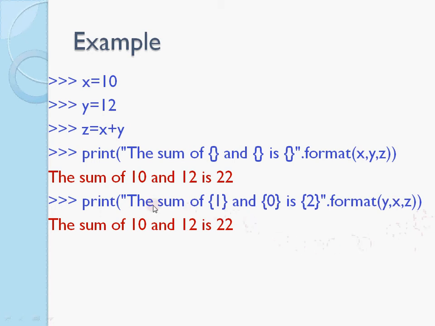So what happens? In the 1st place it is x, so it is 10, and in the 0th place it is y, which is 12, and in the second place it is z, so it is 22. So this is also applicable while formatting using the format function.